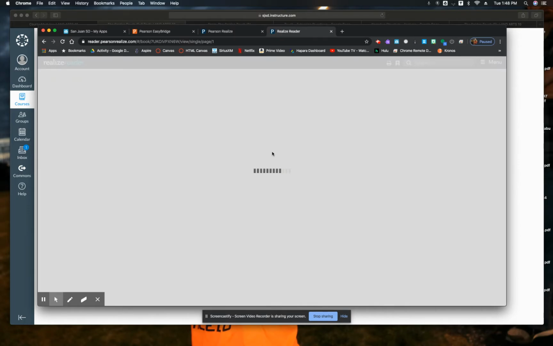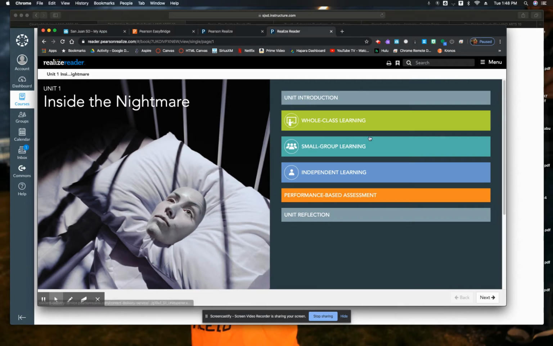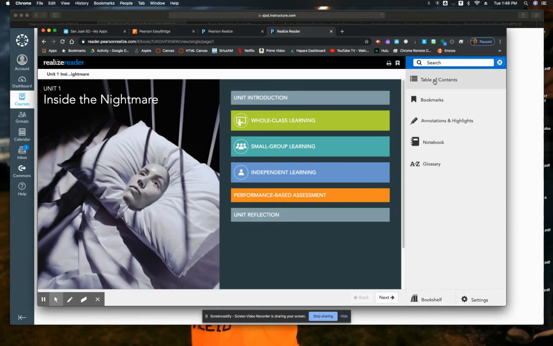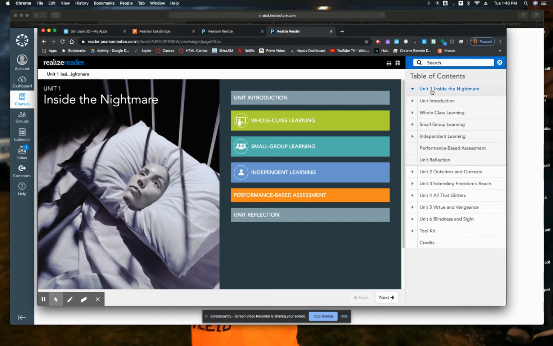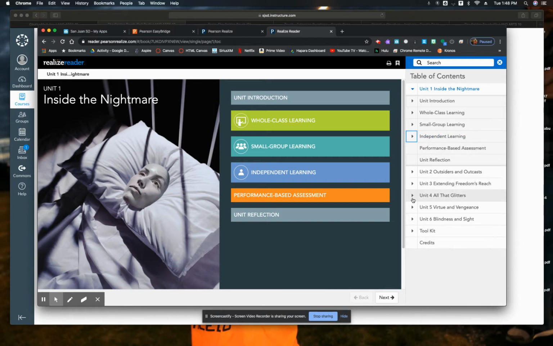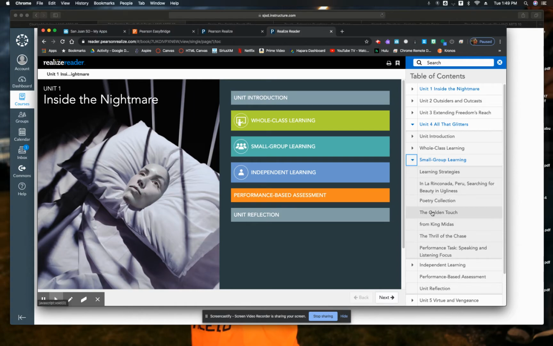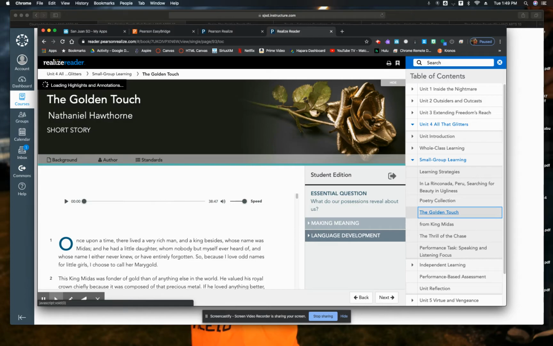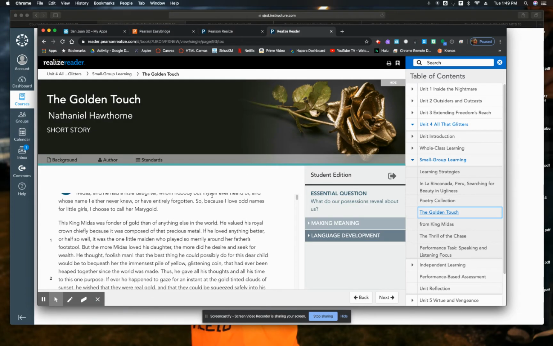Now, the Golden Touch is in Unit 4. But how do we get to Unit 4? Very carefully. Watch. Over here, there's a menu button. Click on Menu. Click on Table of Contents. It's going to open up all the units. Anyway, we want to go down to Unit 4. All that glitters. We want to go down to, I think we're in small group learning. We are. And in small group learning, under Unit 4 is the Golden Touch. Click it, and boom. And what you have here is the entire text.